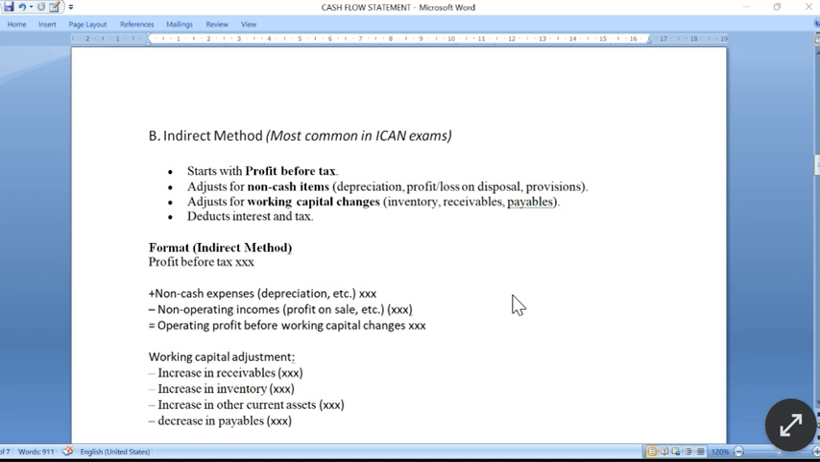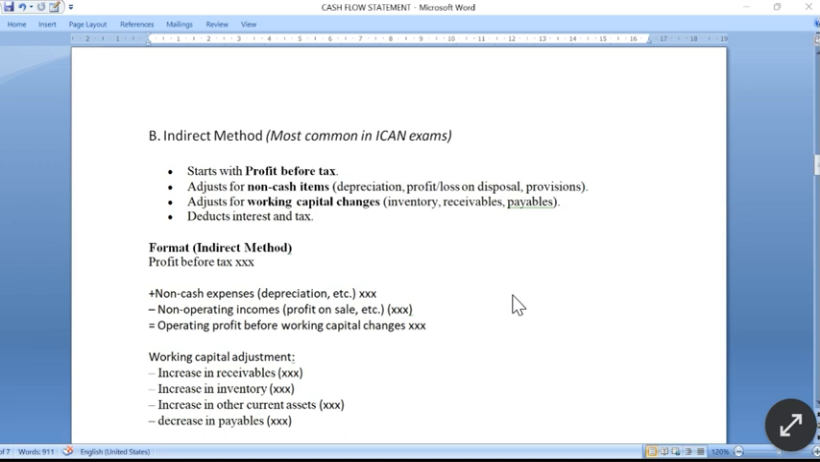Just know this. Indirect method: start with profit before tax, that is, you put it down. Then you adjust for every non-cash item. What are the non-cash items? Depreciation, profit or loss on disposals, provisions, and the likes. And then you adjust for your working capital. Your working capital includes the inventories, receivables, payables, and then deduct interest, deduct tax. That is how seamless it is. So let's look at the format proper.